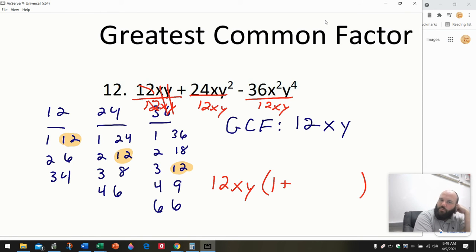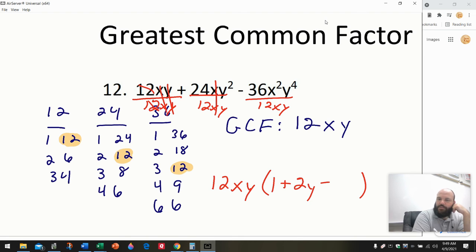And now the next one, we have 24xy to the second divided by 12xy. So 24 divided by 12 is 2. X divided by x is 1. Those cancel out. And then we have y to the second divided by y, which gives us y to the first. You can write y to the first, or you can just write y. It's perfectly fine. Now you can see we have a minus, so we will put a minus right here.